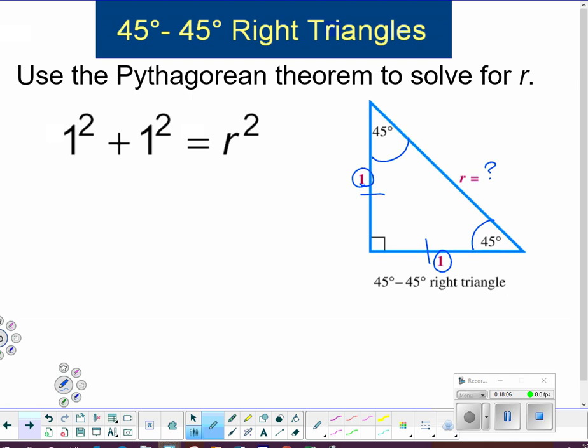Let's go find the r value. So you can see here the Pythagorean theorem is already set up for us. 1 squared plus 1 squared equals r squared. Add the 1's together, we get 2 equals r squared, or we get root 2 equals r. Just figured it out, didn't we? There is our r. It is root 2. So go ahead and pop that on your chart.